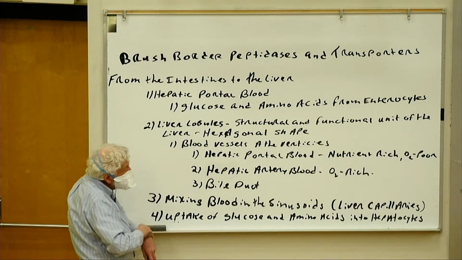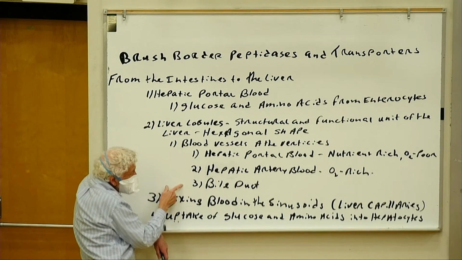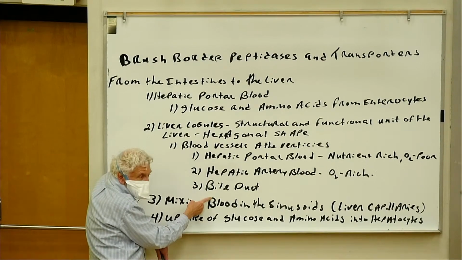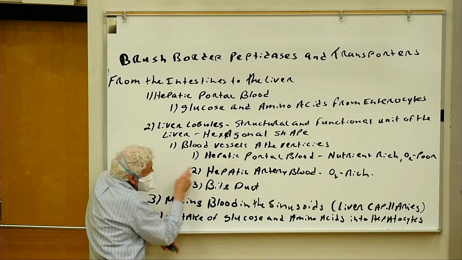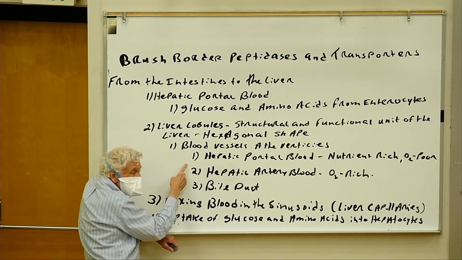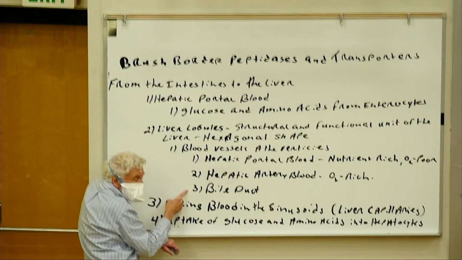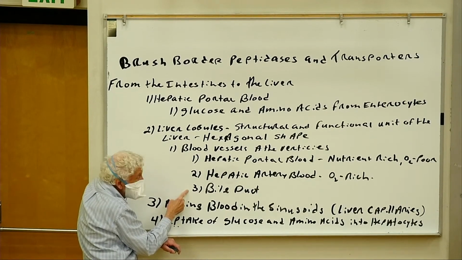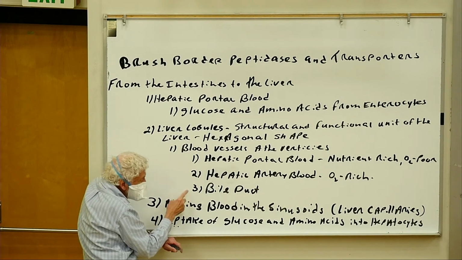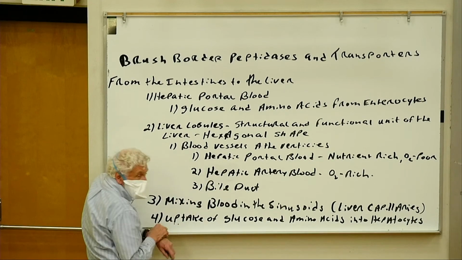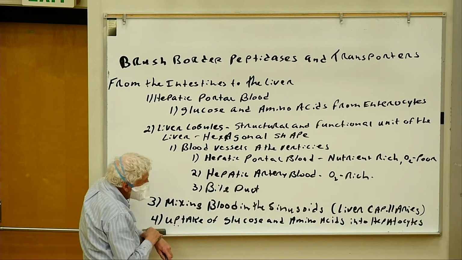But the third tube that is part of this triumvirate is the bile duct. Where the hepatic portal blood is carrying nutrients destined for the hepatocytes, the hepatocytes also generate bile salts and bile acids. The bile salts and bile acids generated by the hepatocytes will be drained by the bile duct, and we'll talk a little bit about that.